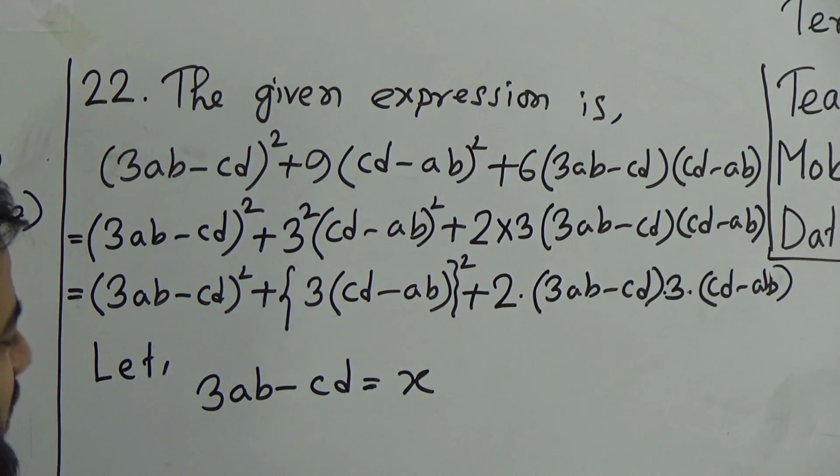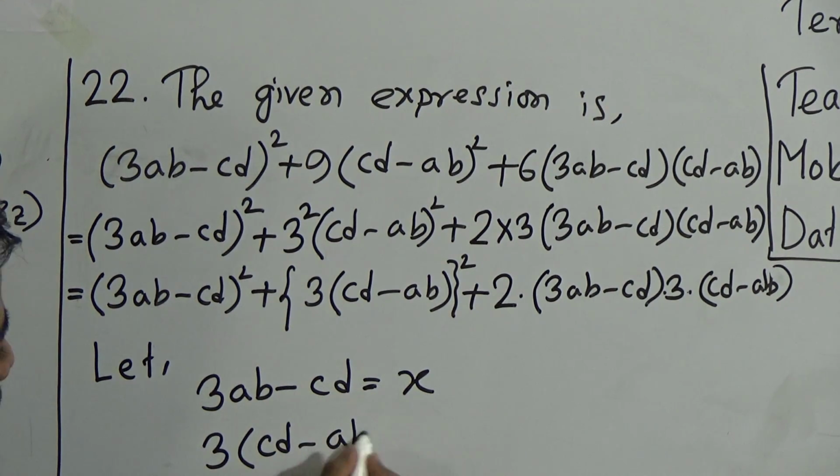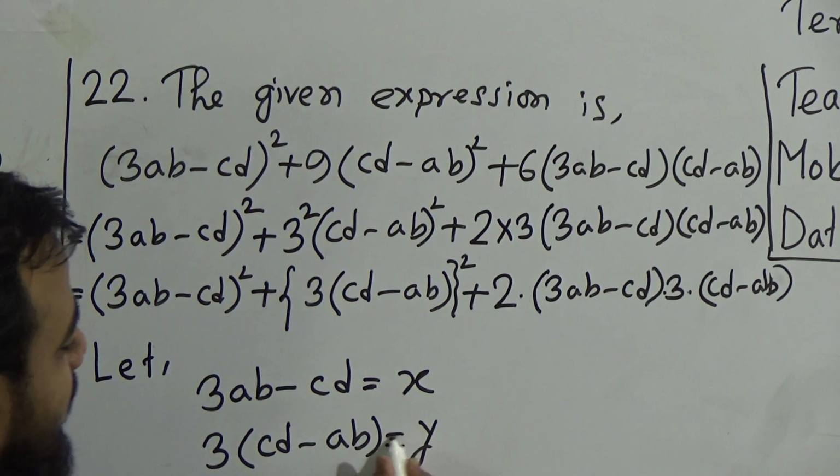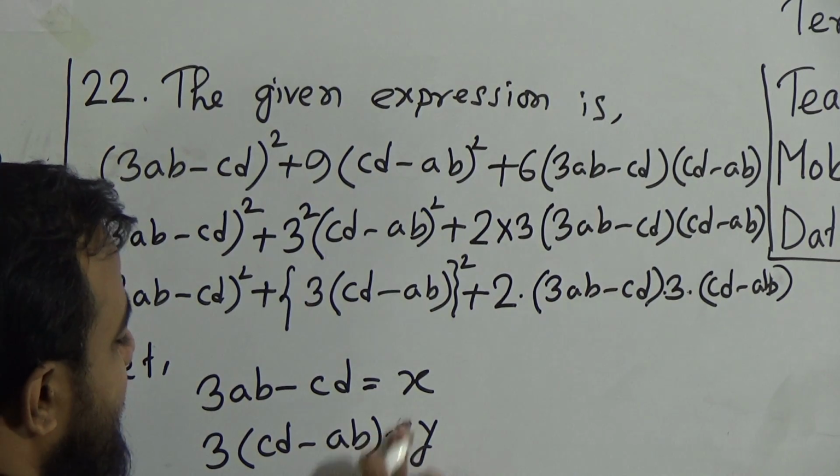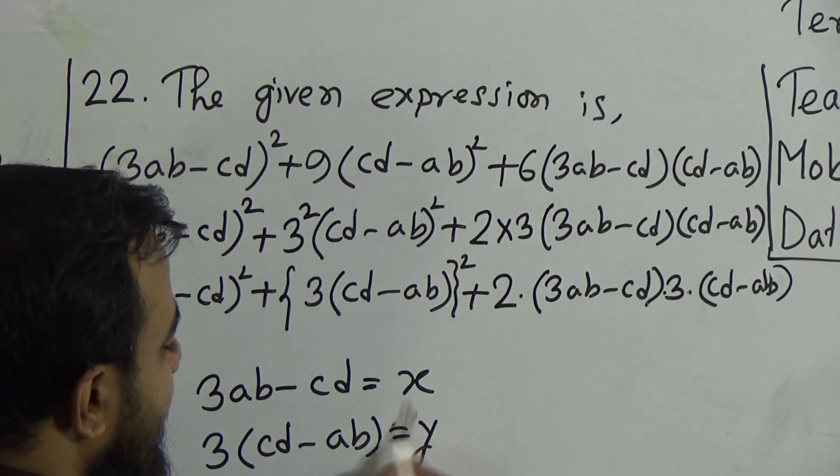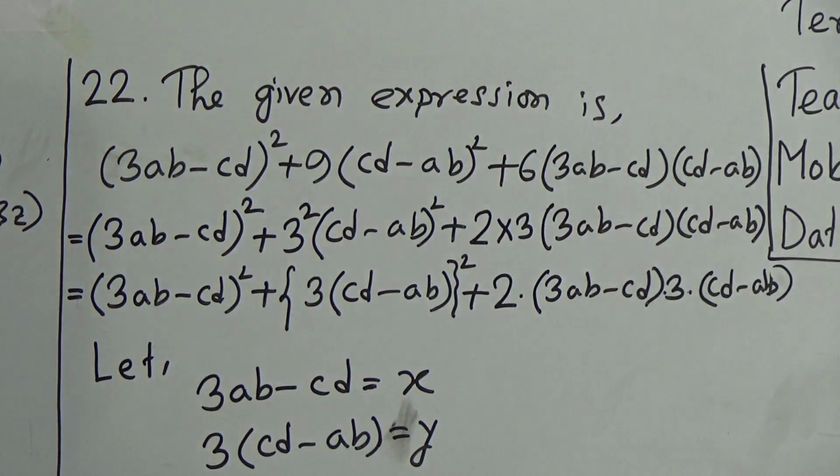Suppose this one is X, and 3 into CD minus AB is equal to Y. We can assume these as X and Y because A and B are already present in these expressions. That is why we can't assume A or B. Now my dear students, we can get the expression.